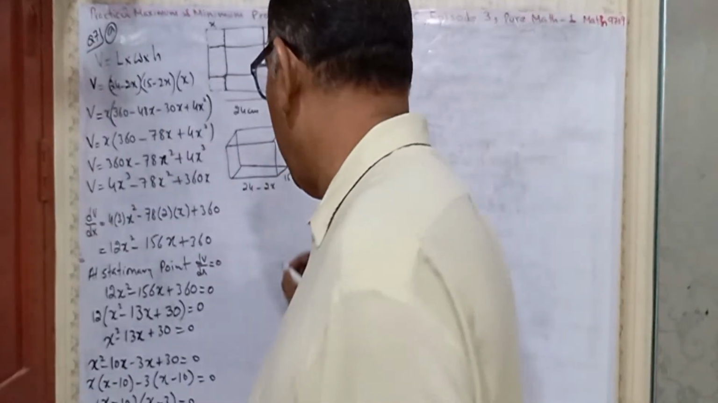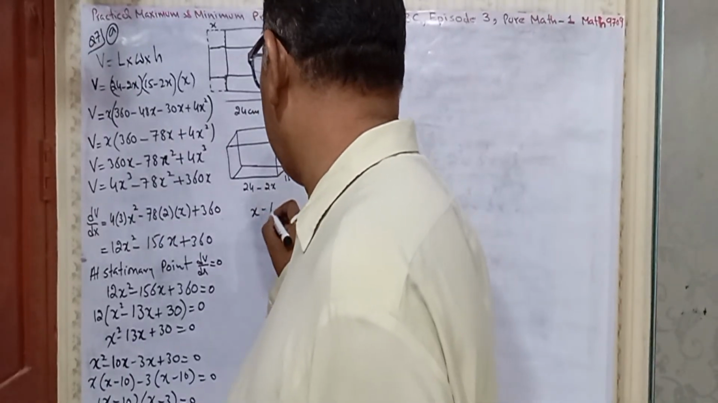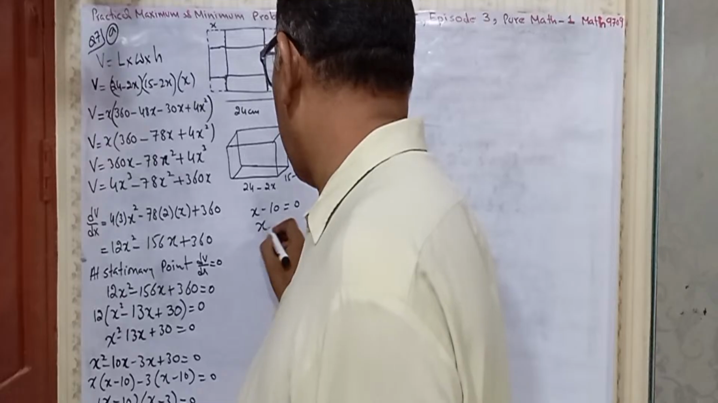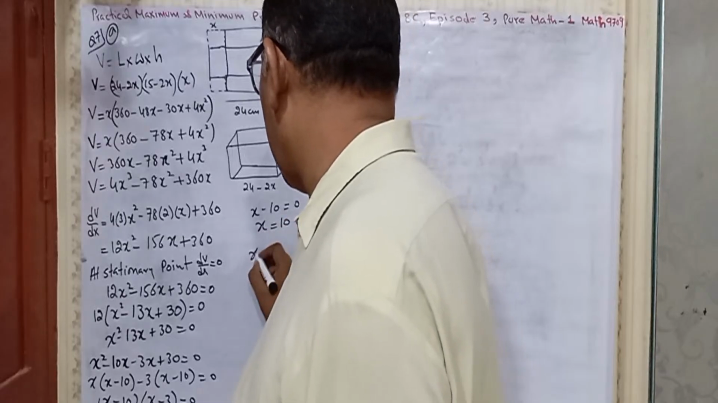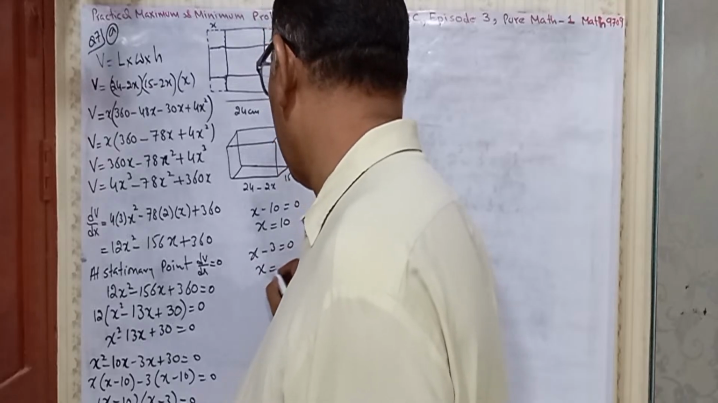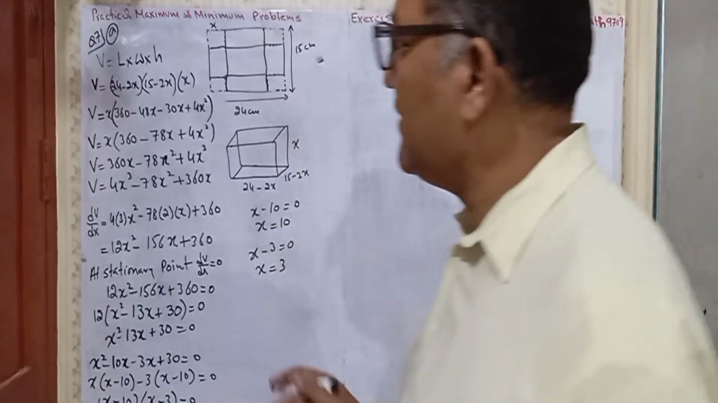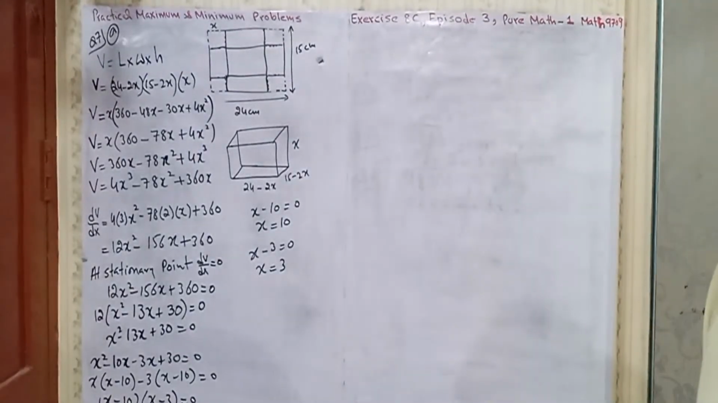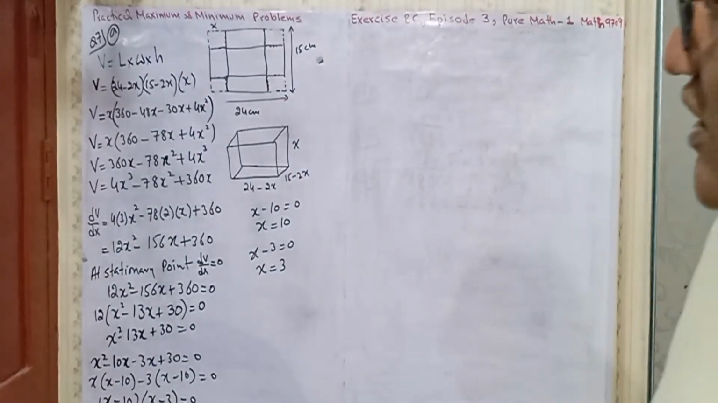So from here, I will have x minus 10 equal to 0, so x will be equal to 10, and x minus 3 equals 0, so x will be equal to 3. So there are two stationary points. I want to find out the value of V also.